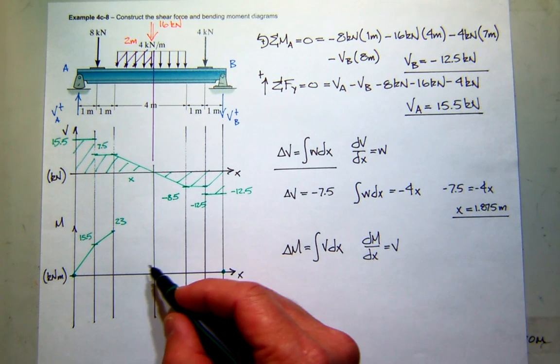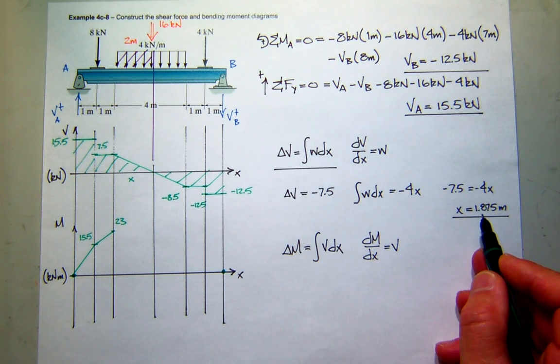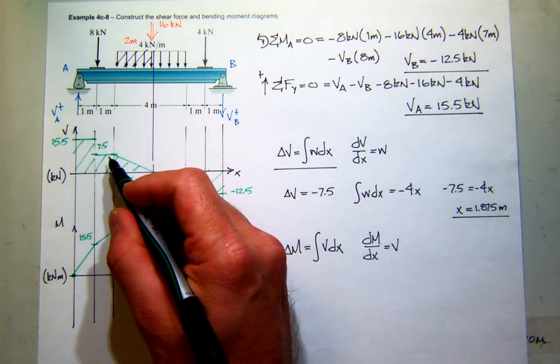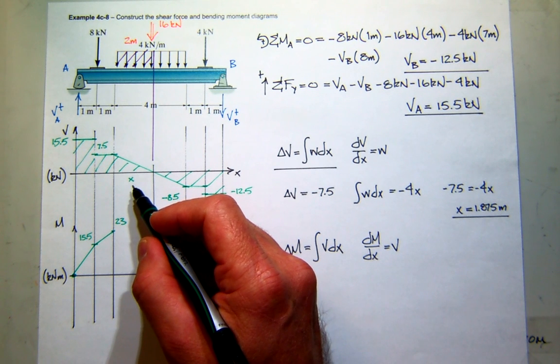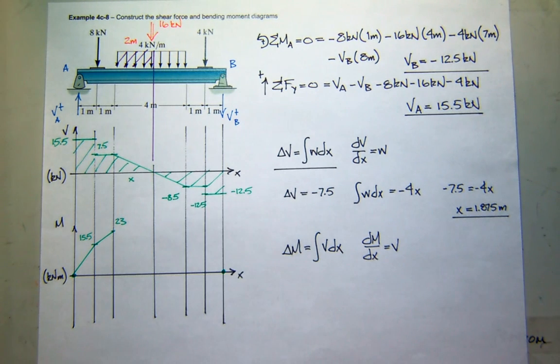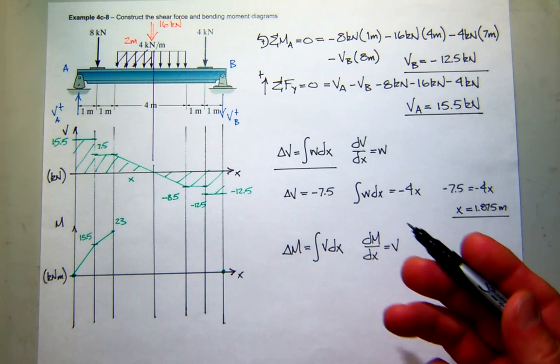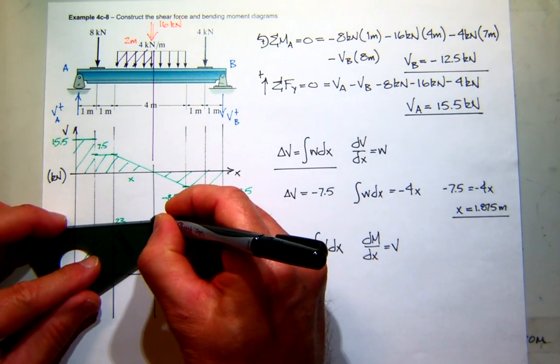What's the change in moment over this distance, which we just computed to be 1.875, would be the area of this part of the curve. It's a triangle, so 1/2 base, 1.875 times height, 7.5. That's 7.03. I got the same thing. So that should give me a 30.03. We'll leave it like that, but 30 is probably good enough.